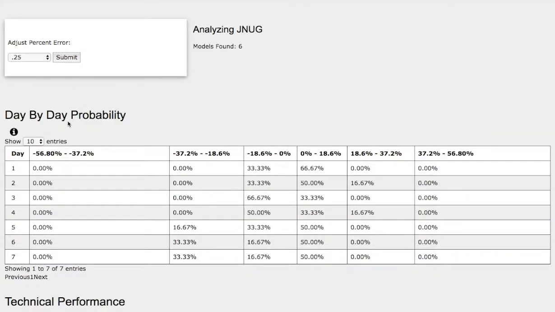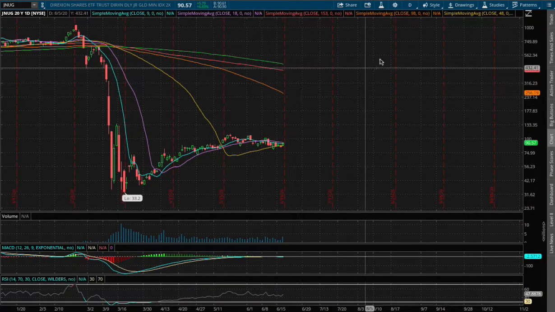In this video, we'll be using the day-by-day probability model as our support and resistance gauges, and these models are based on past trends that are similar to the current trend, but not identical, so do keep that in mind. So we'll start off with JNUG.